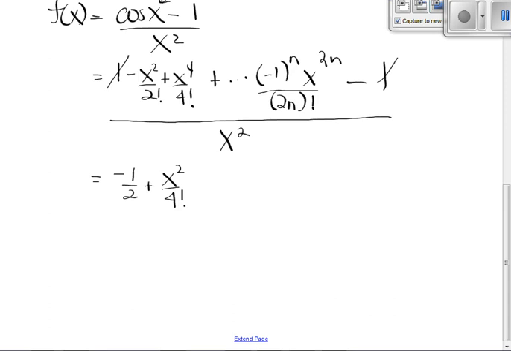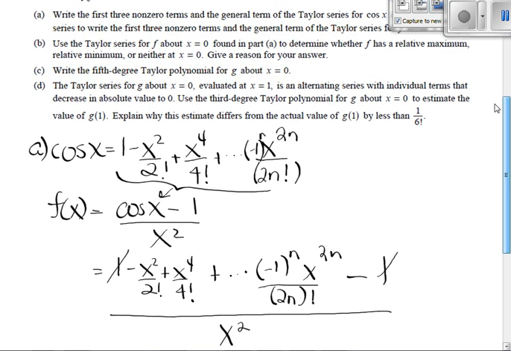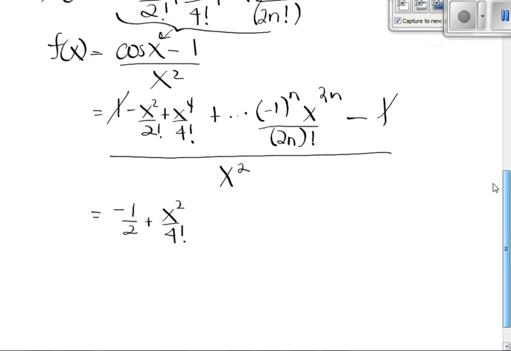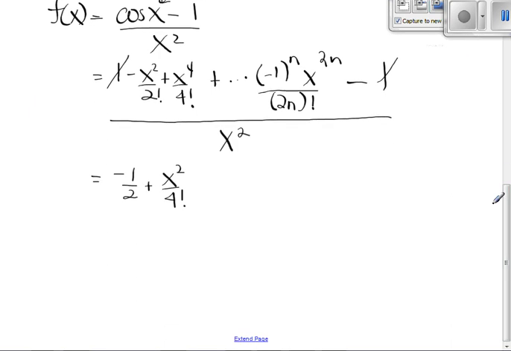Right? Do I need another term? I don't know. I've got to go back and look at the question. Write the first three non-zero terms and then the general term. Alright. Okay, so the next one here would be minus x to the 4th over 6 factorial. And then dot, dot, dot.